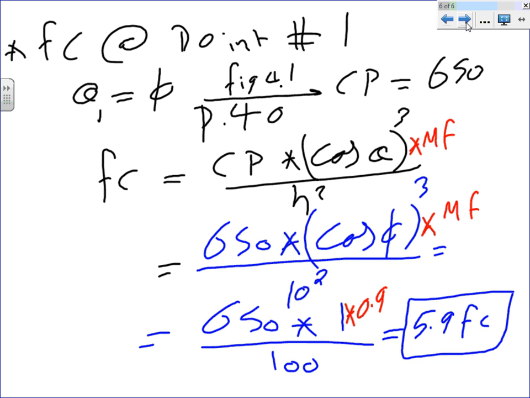Any questions, guys, about that? 5.9 foot candle. That's the nadir point, right underneath the fixture. Okay, let's go find it for the other 2 points. Very similar, guys, very easy, straightforward, no gimmicks. If I give you all this information, would you be able to find that point? Everybody has a scientific calculator that has cosine and sine, right? I hope so.